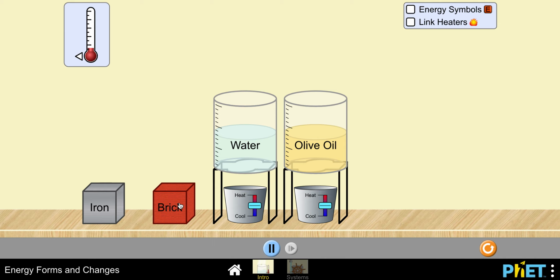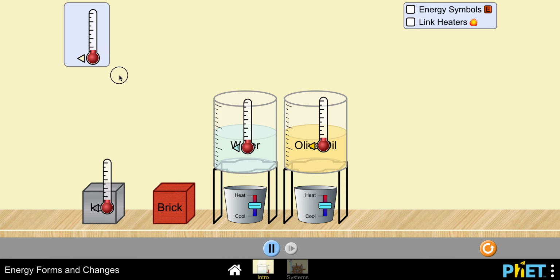Now, what I will say, before you make your prediction, if we check out the temperature, so if we come here, check out the temperature of the water, check out the temperature of the oil, check out the temperature of the iron and the brick, you can see that they are all at the same temperature. They are all at room temperature. So all four of these have the exact same temperature.